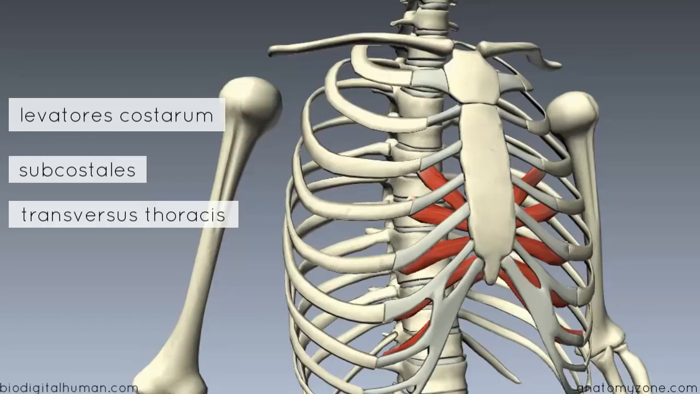So those are the muscles which make up the thoracic wall.